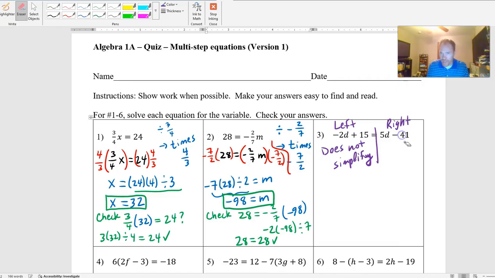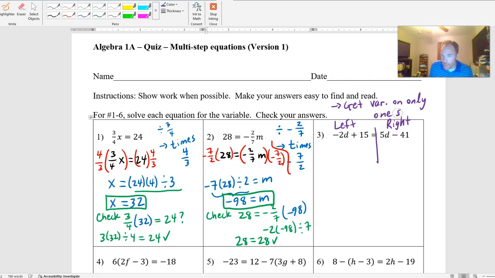Similarly, if I cover up the left side and look only at the right side, 5d minus 41 by itself, again, does not simplify. So that's something to check for. We'll see that in number 4, number 5, number 6, we'll go, oh, before we start canceling, we can simplify. But in this case, neither side simplifies. So the next thing to do is to say, well, we have the variable on both sides. And so that's the next thing to take care of: let's get the variable, I'll abbreviate it VAR, on only one side.